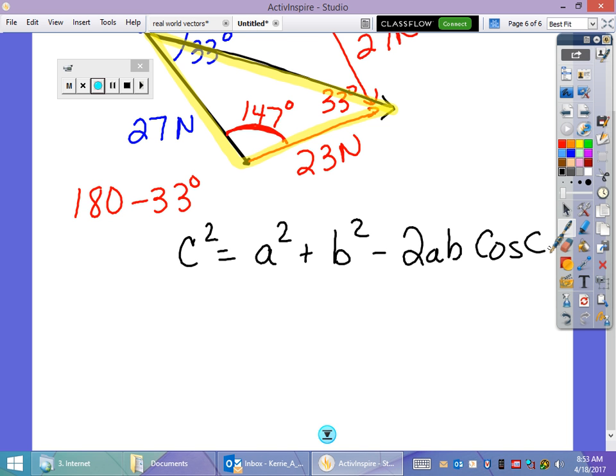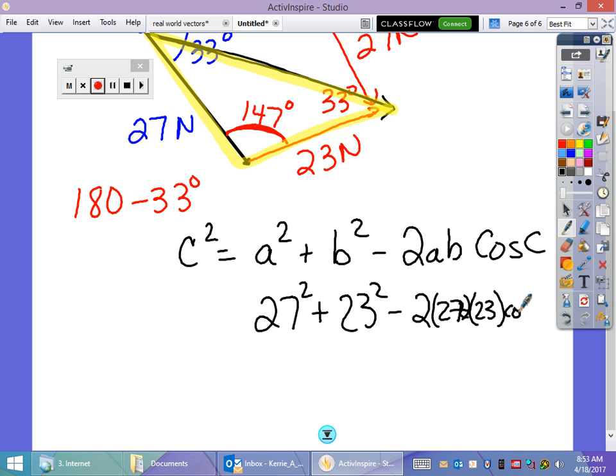All right, c is what I'm looking for. What would you like a to be? 27 squared plus 23 squared minus 2 times 27 times 23 times the cosine of 147. Type this in your calculator and then square root it and you get, yep, what do you get? This ends up being, I think it was 2,249.62, if I remember correctly.